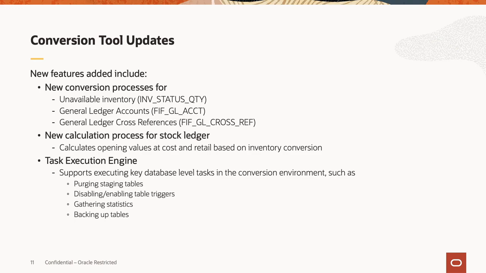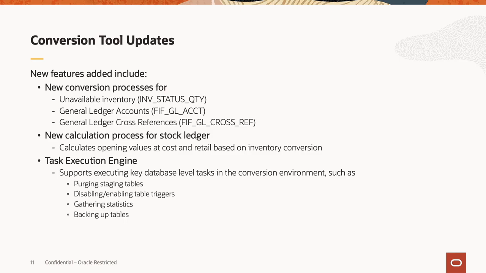Several new features will be added to the merchandising conversion tool with this release. These updates add new functionality to the tool as well as some operational improvements. The key enhancements include new conversions for unavailable inventory by status, general ledger accounts, and general ledger cross-references.